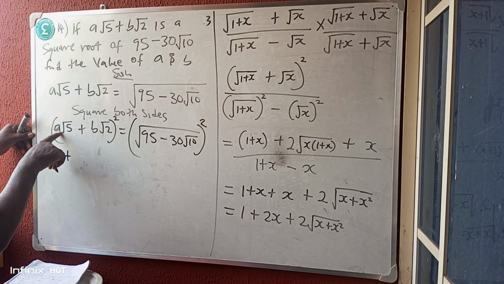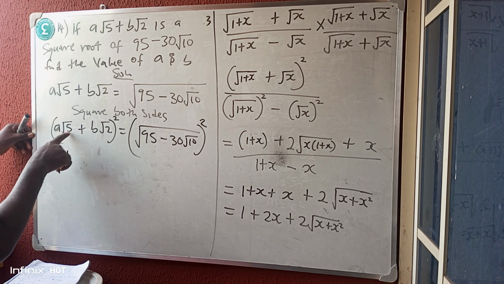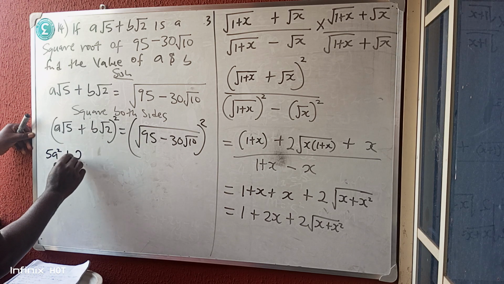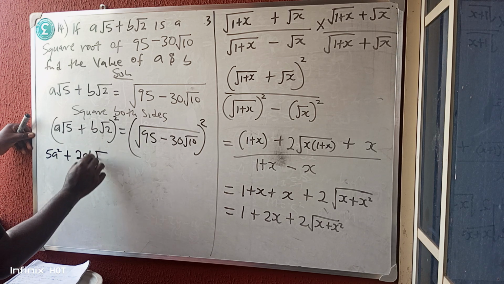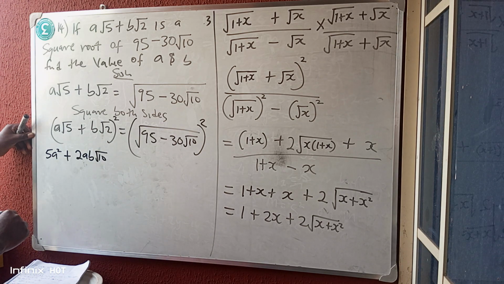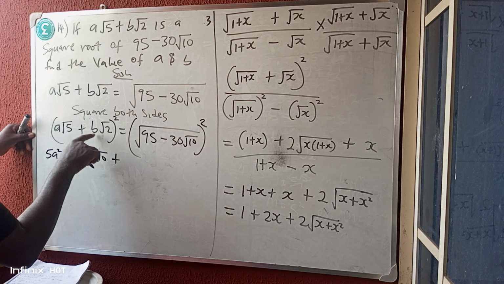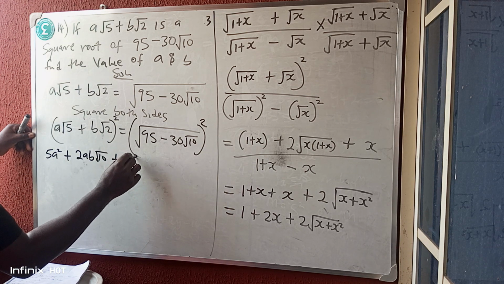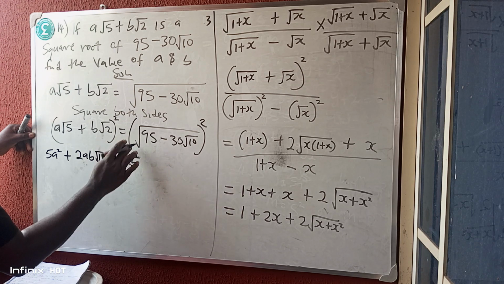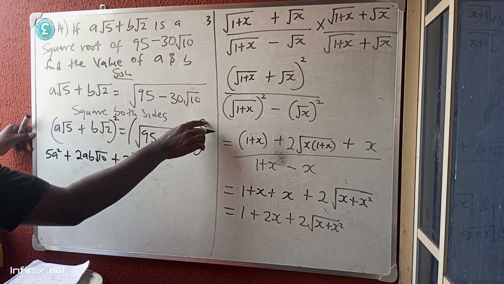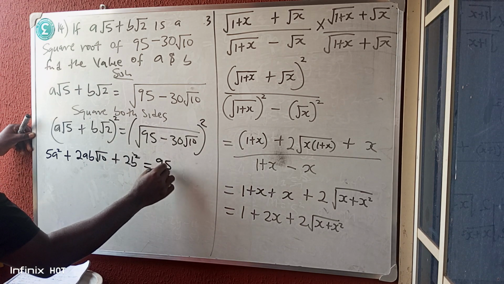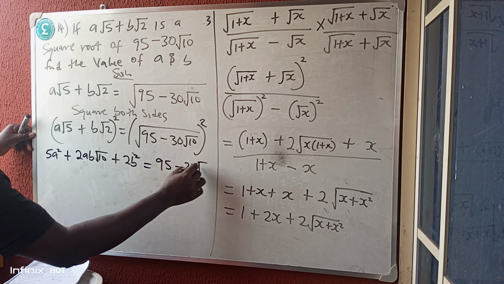Plus, use the first one, multiply the second one, double it. This times this will give me ab, this times this will give me root 10. Double it to give me 2ab root 10. Then square the last one, I'm going to have 2b squared. Is equal to, the square will cancel the square root, so I'm having only 95 minus 30 root 10.